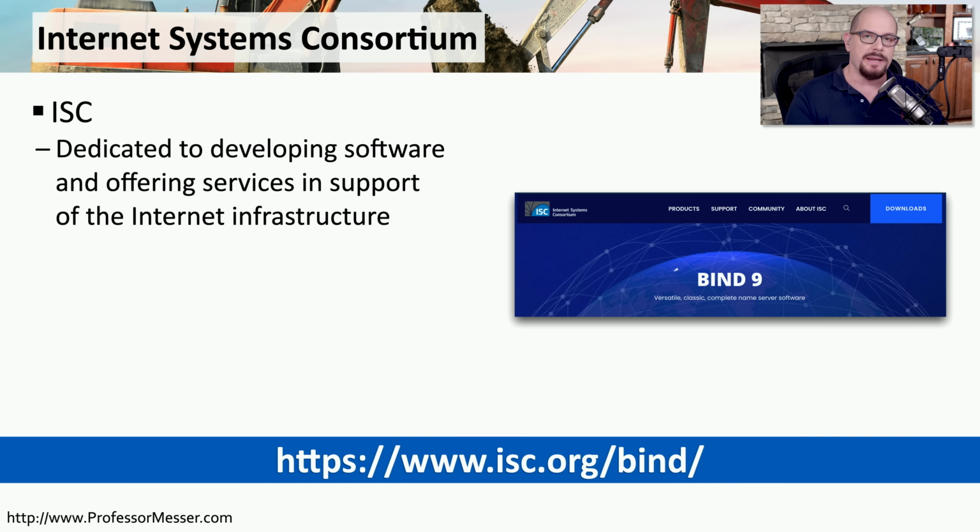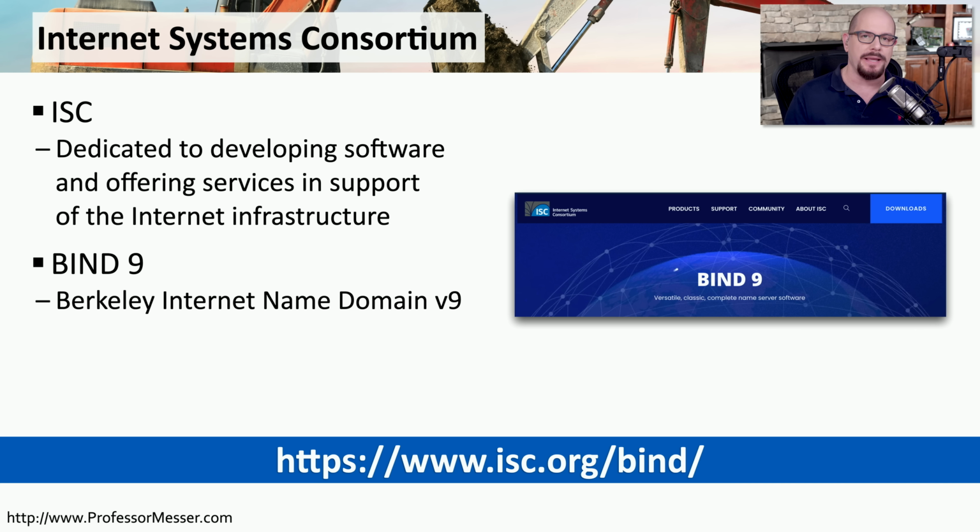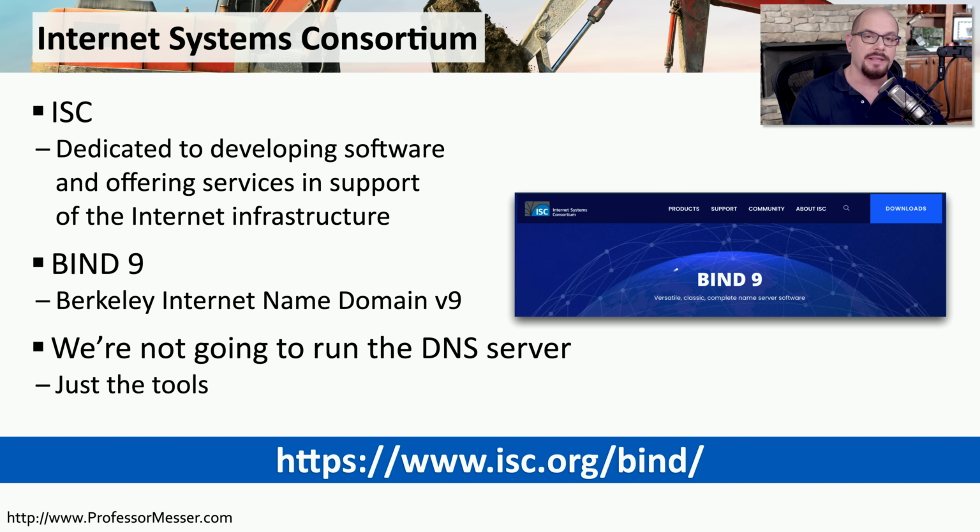We're going to download the Bind distribution from the ISC. This is the Internet Systems Consortium, an organization that makes tools and utilities that can be used on the internet. The specific tool that we're downloading is called Bind. This is the Berkeley Internet Name Domain, and the version number that we happen to be installing in this case is version 9. Again, we're not installing the entire package. We're just installing some of the tools, and I'll show you in the setup process how you can make that distinction.